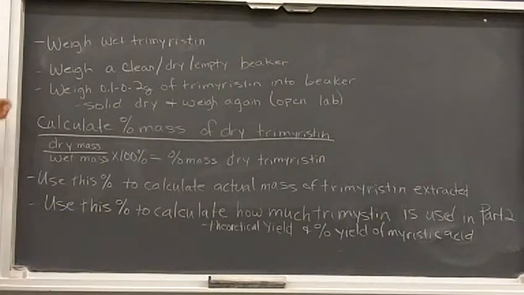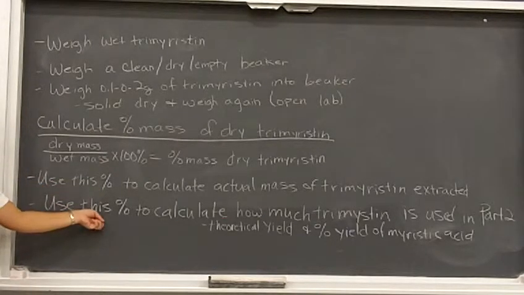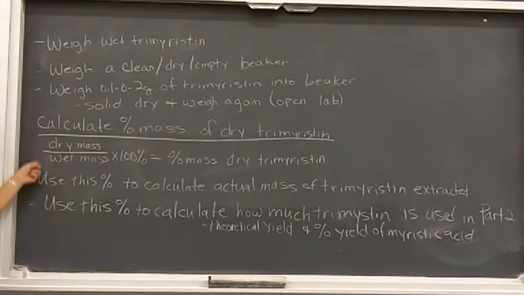So we need to calculate this to figure out a percent mass dry trimyristin. We need that percent dry mass to know how much trimyristin we extracted from the nutmeg, and to calculate how much trimyristin we used in part 2. So those should be 2 different things, right? Because this is all of your trimyristin. This is what trimyristin was left after you set aside some trimyristin. Okay, so these are 2 different values. Does everybody see that? Okay.